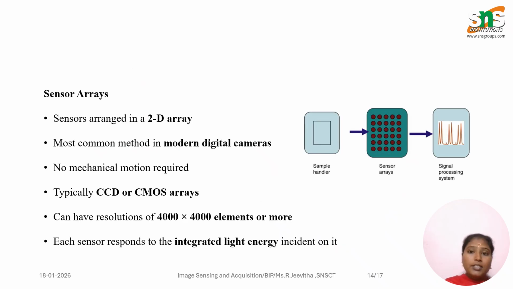Sensor arrays consist of sensors arranged in a two-dimensional grid. This is the most common method used in modern digital cameras. No mechanical motion is required. CCD and CMOS arrays are widely used. Each sensor captures the integrated light energy falling on it, producing a pixel value.